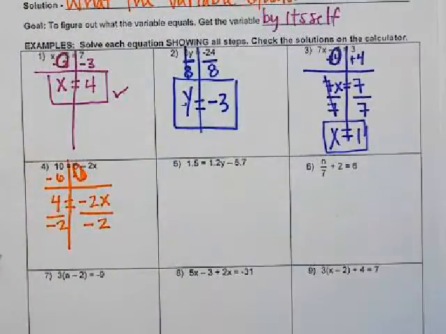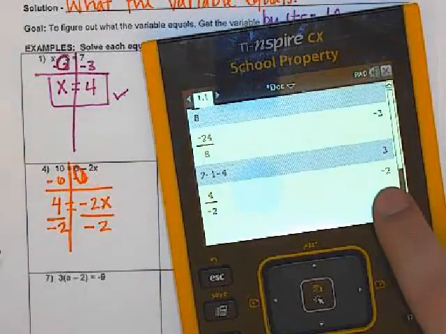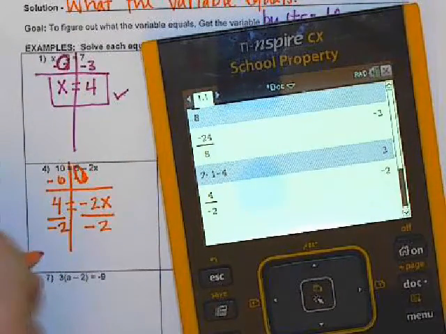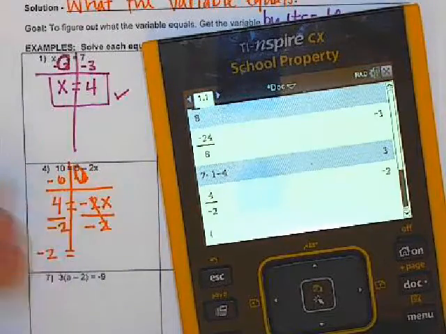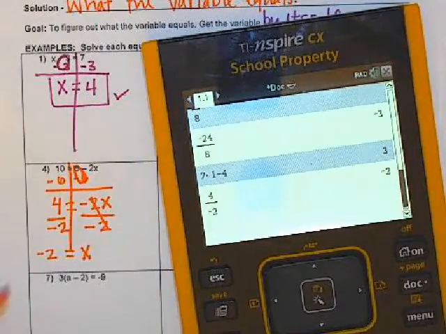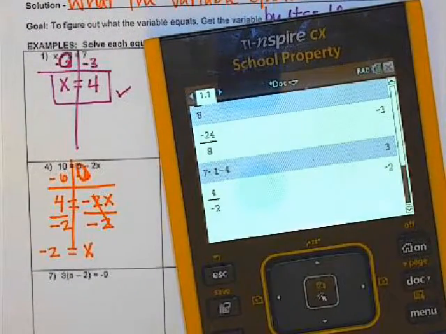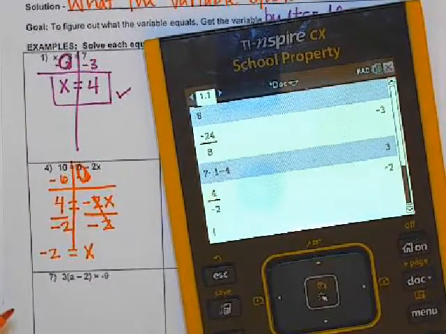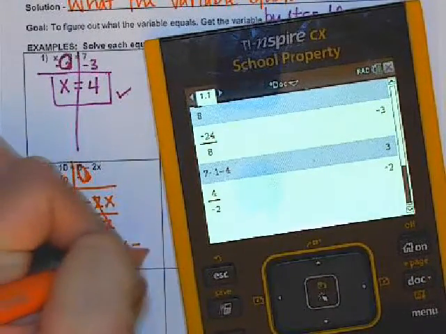Okay, 4 divided by negative 2 gives me negative 2, equals -2 divided by -2. Gives me 1, which equals x. Is x by itself? Yes. Did we write our answer like this? How do we have to write it? x equals. So this is x equals -2.